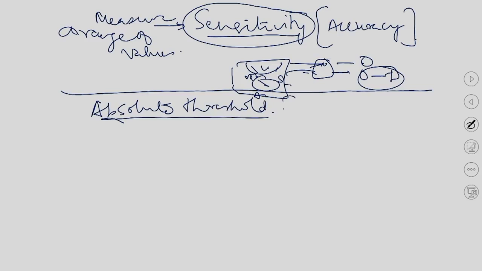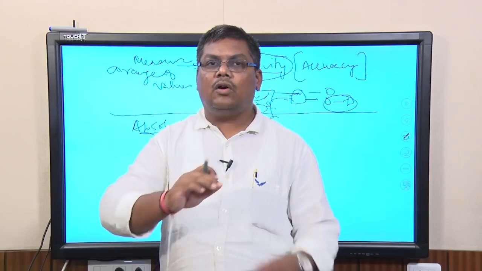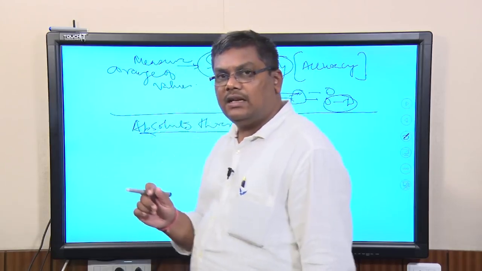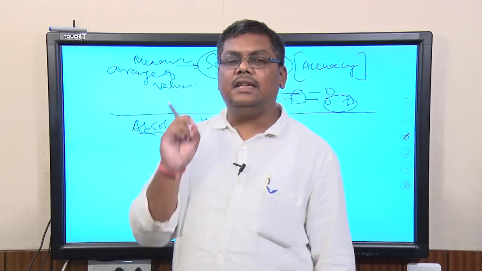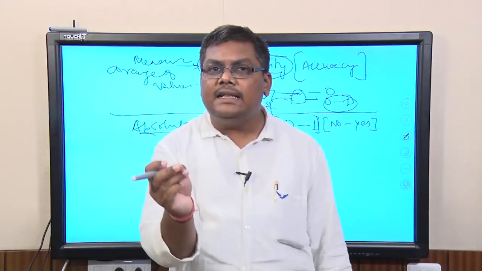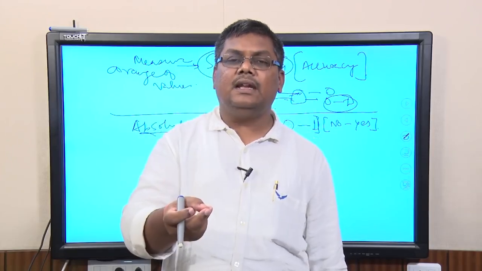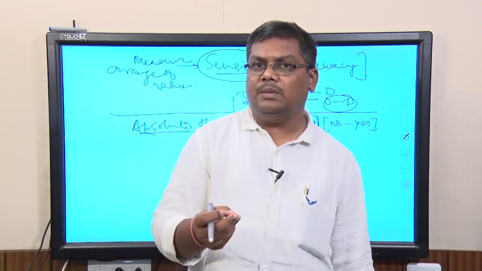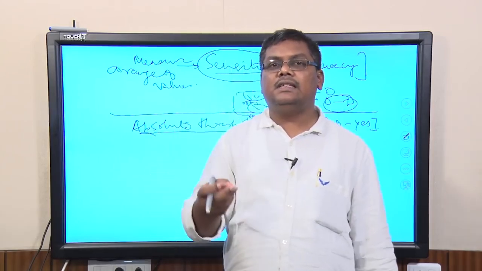What is absolute threshold? Absolute threshold is known as the threshold or the limit at which a person just starts seeing. So, the point from which 0 becomes 1, or a person's response goes from no to yes, is what is absolute threshold. Absolute threshold is defined as the minimal amount of physical stimulus that should be presented so that any human being starts saying yes from no.